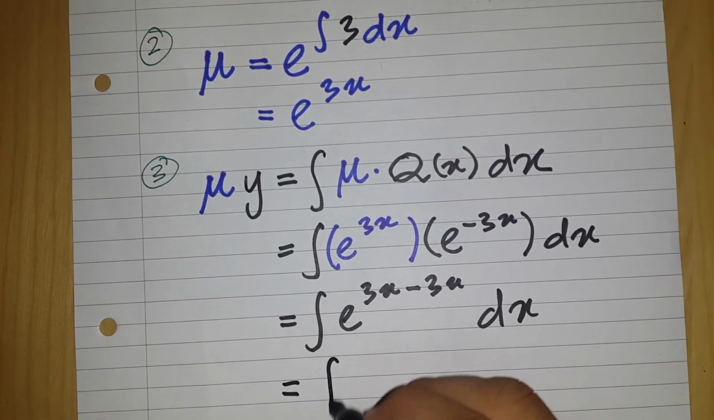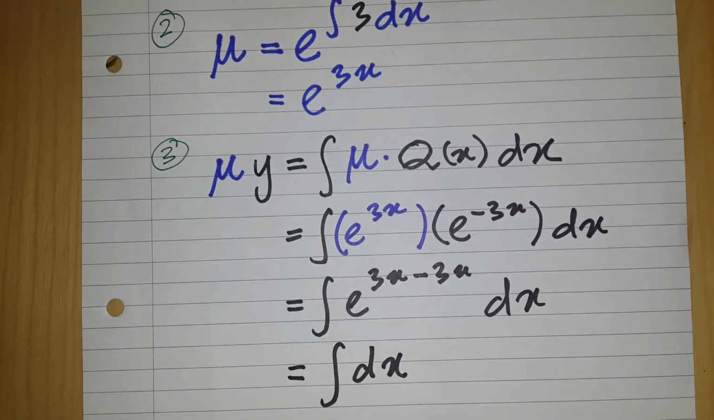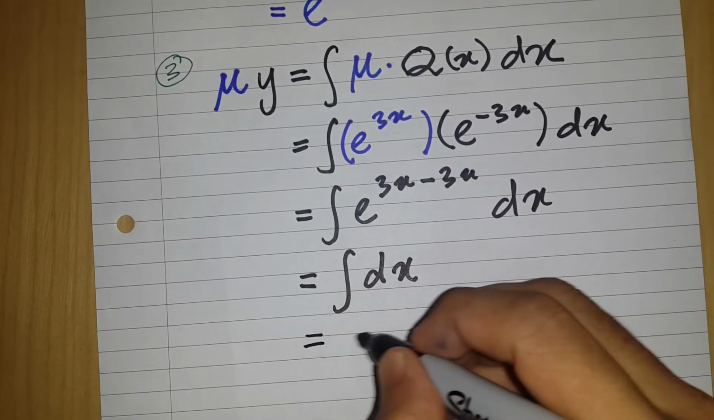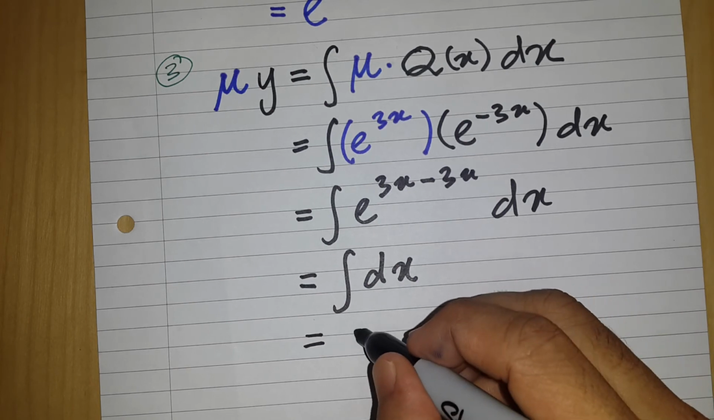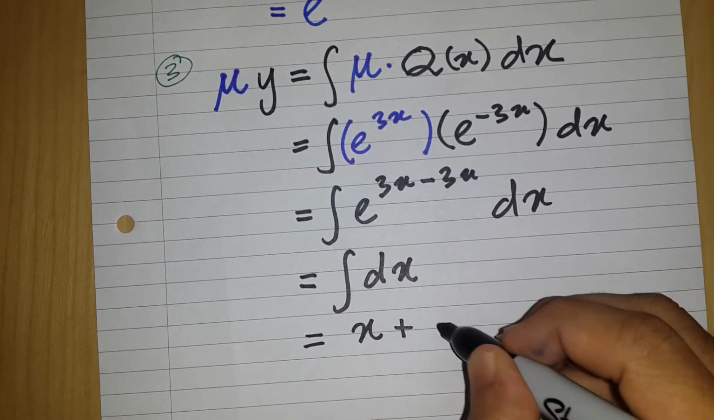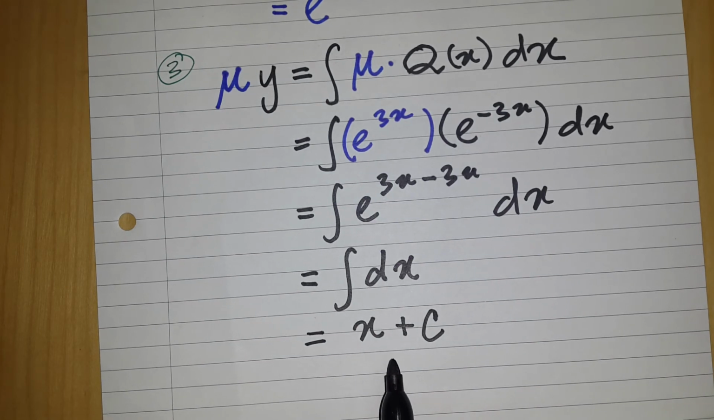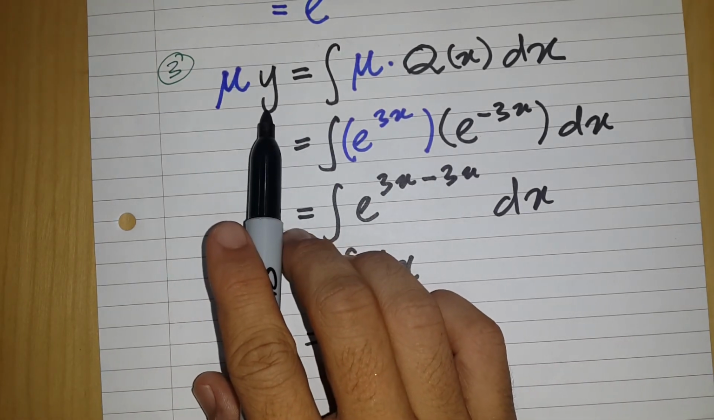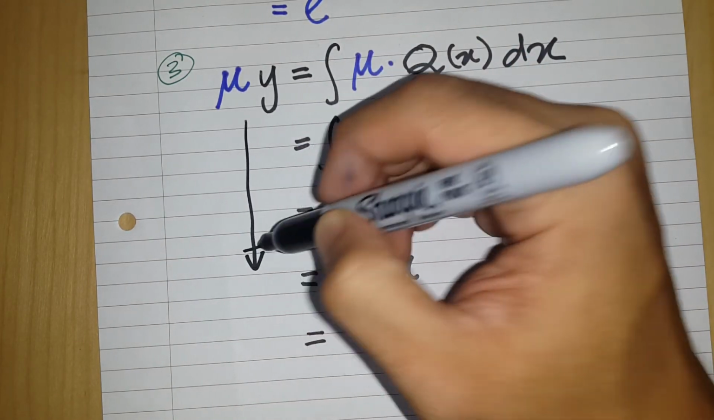So we are going to integrate with respect to x, and this should give you 1. Integrating 1 with respect to x, you are going to get x plus c. And this is not our final answer yet. Remember, on the left hand side we still have mu, and we want the left hand side to be just y. So let's bring this down.